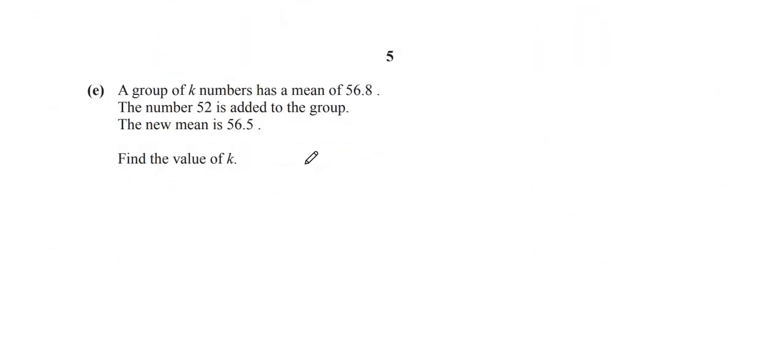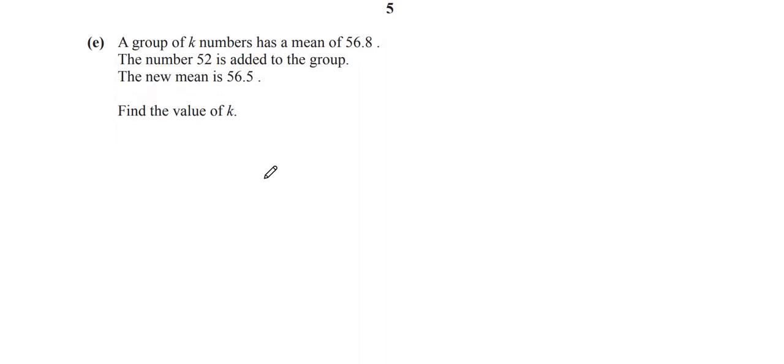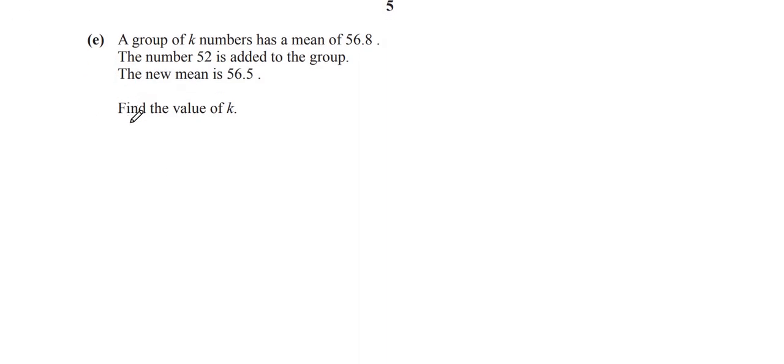Moving on to the next question, it says a group of k numbers has a mean of 56.8. The number 52 is added to the group. The new mean is 56.5. Find the value of k. So guys, the best way to do this question is basically, what's the formula for mean? Mean is sum of data. Over here you guys can write the formula: sum of data upon number of data. That's the formula for mean.